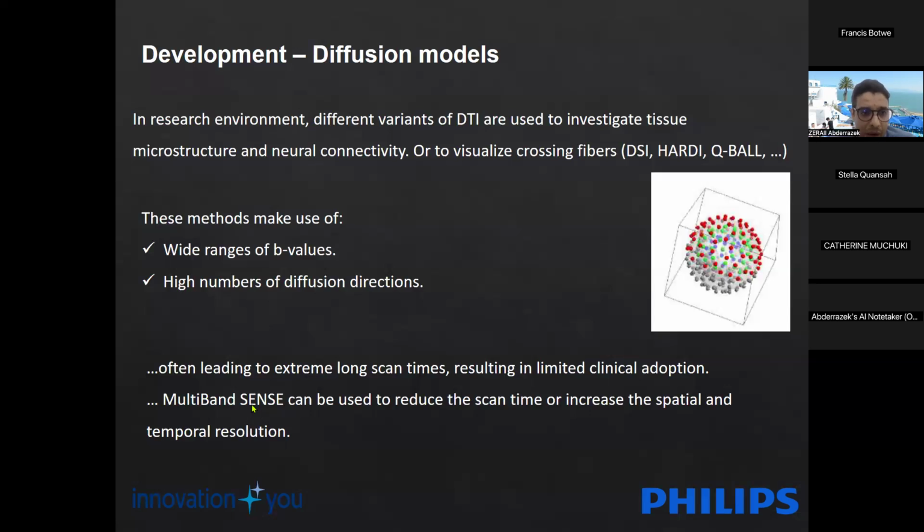This method makes use of a wide range of b-values and a high number of diffusion directions. Don't forget the multiband SENSE, which is an option on the Philips machine that you buy if the customer needs it, to accelerate the scan time, give better resolution, or go beyond 32 directions, for example with the HARDI model, when trying to use 128 directions. The multiband SENSE can be used to reduce the scan time, as I said, or to increase a little bit the spatial and temporal resolution.